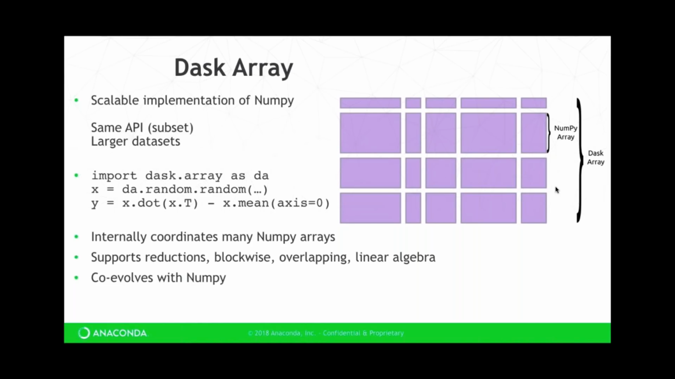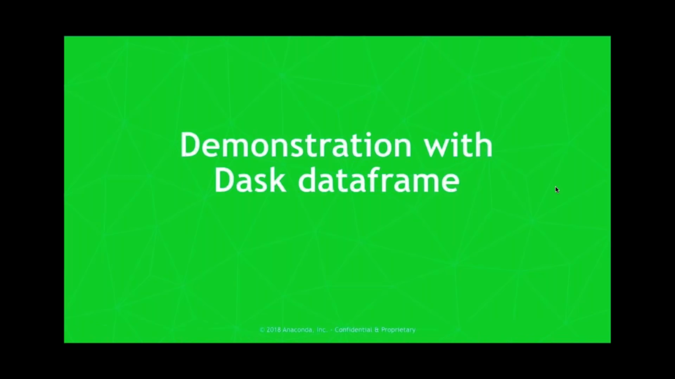Dask array provides a large subset of the NumPy API, so that you can do your normal linear algebra operations, reductions, slicing, overlapping computations happily with the NumPy API, but now operating in parallel. Again, either using many cores on a single computer or many machines across a cluster. So we're about to see an example using Dask data frame on a cluster to do a pandas-like operation spread across many machines in the cloud.